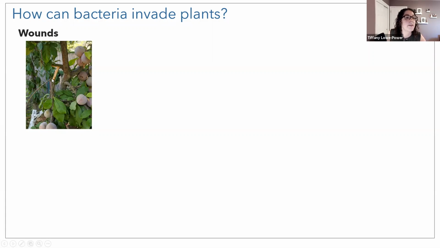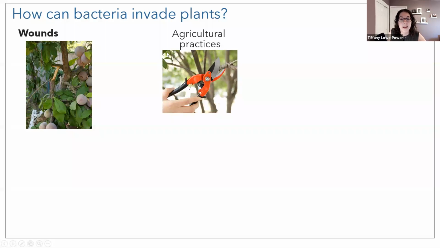So this wound right here creates a great opening for all sorts of pathogens to get into the plant. And that can happen just by plant growth, especially if it's poorly structured. A lot of agricultural practices can introduce wounds.